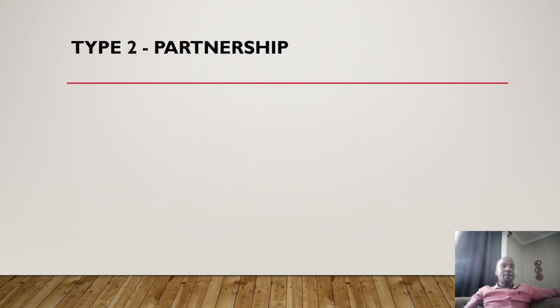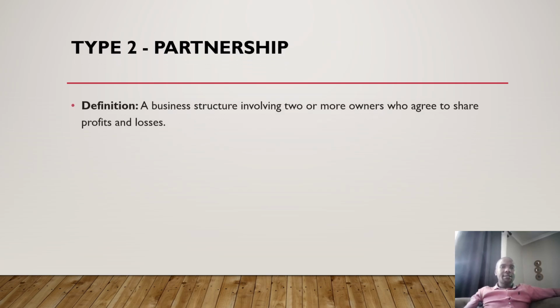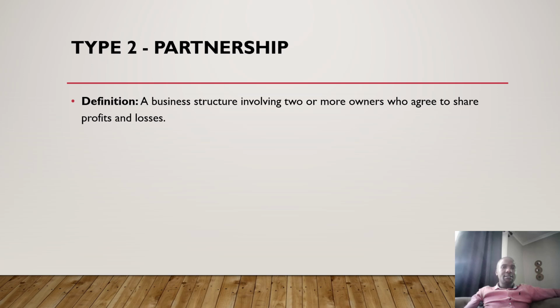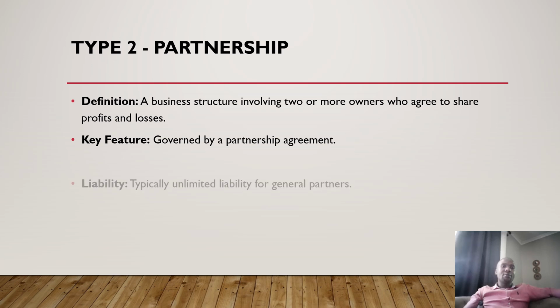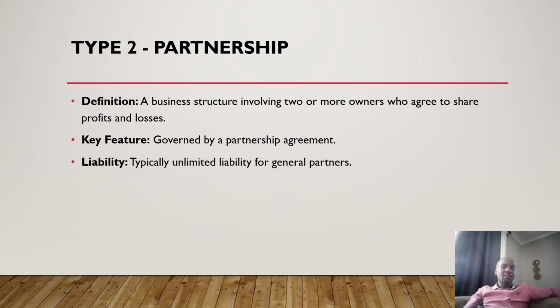Okay, and then type number 2 is partnership. So this is a business structure involving 2 or more owners who agree to share profits or losses resulting from the business transactions. So it's basically governed by a partnership agreement. So 2 or more individuals agree to set up a business, and they also agree the manner in which they will be sharing the profits and the ratios and the like.